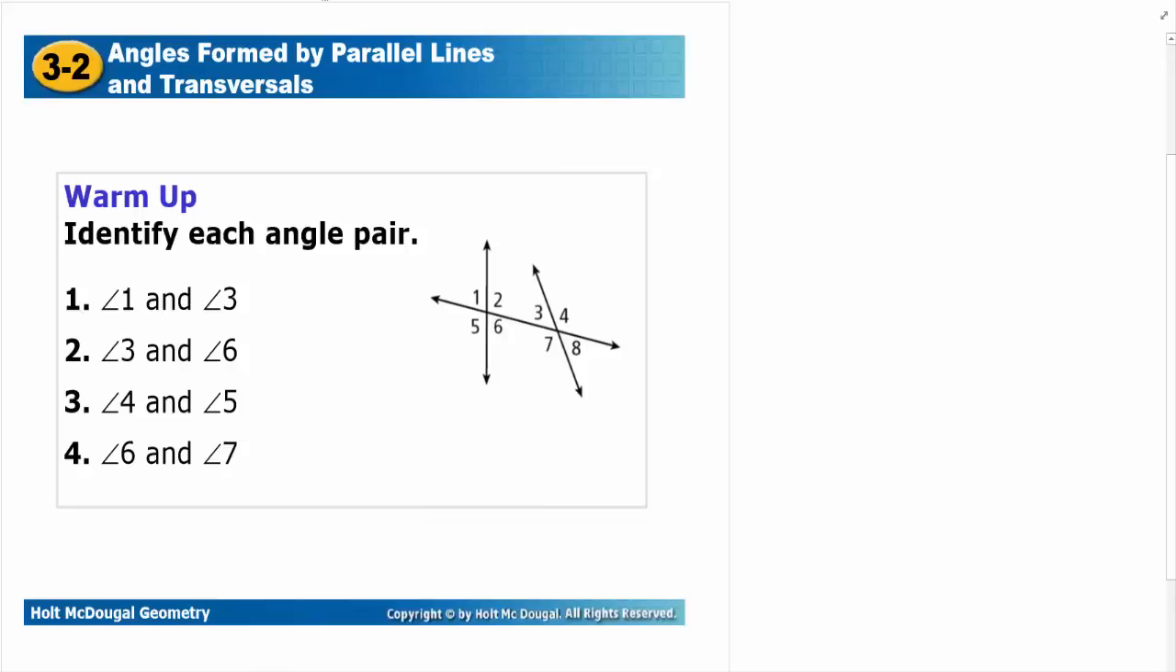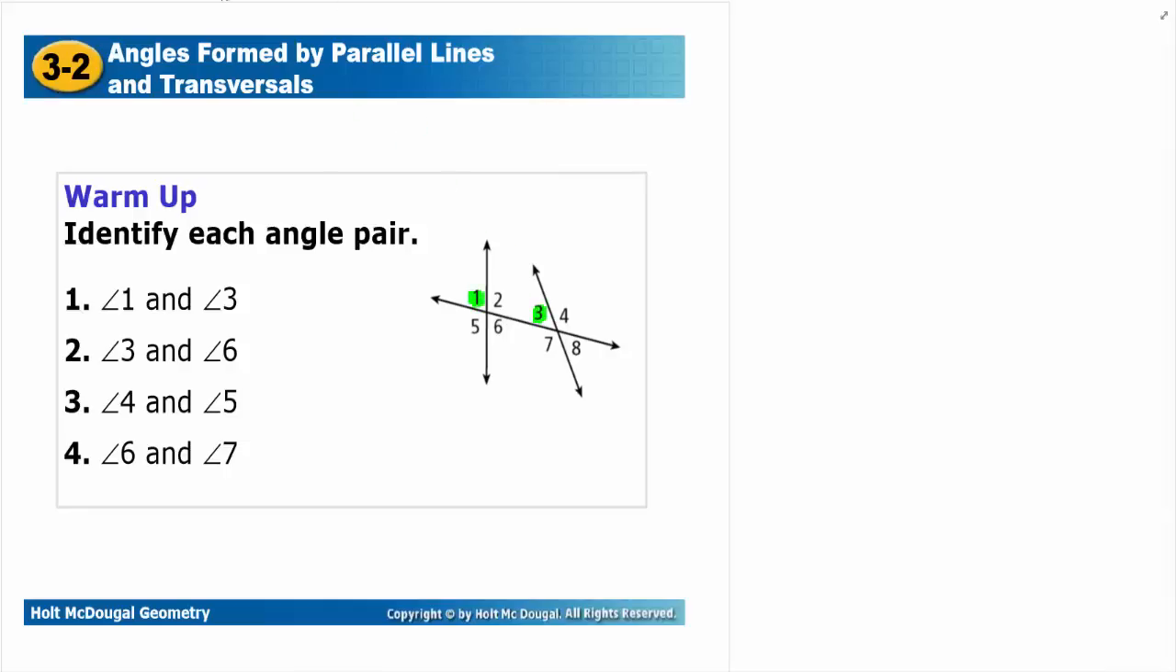Alright, so to get started, we got the quick warm-up here. So number 1, we're identifying each angle pair. So we're naming what kind of angle it is. So starting off with angles 1 and 3. So we got 1 and 3.